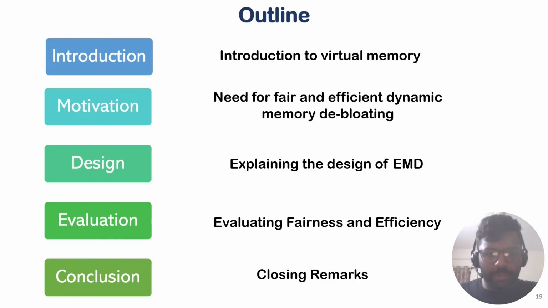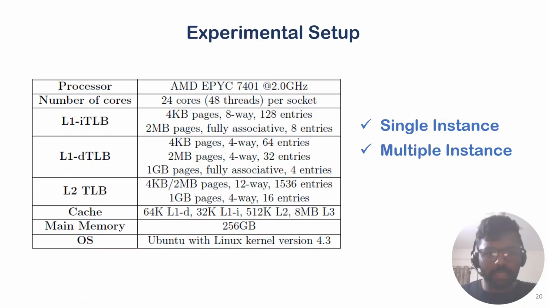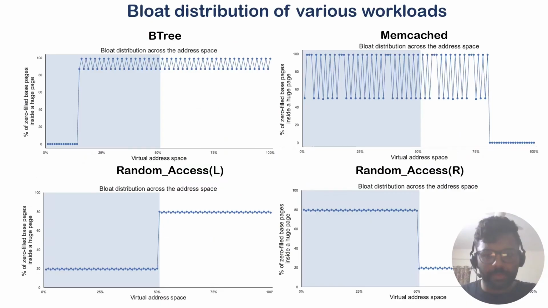Next, we'll move on to the evaluation section. Now, this table outlines the experimental setup used to evaluate our approach. We assessed performance and fairness under three scenarios: single instance workloads, multiple instances of the same workloads, and multiple instances of different workloads. Now we selected a mix of real-world workloads and custom micro benchmarks for our evaluation. Now the figures presented show the bloat distribution across the virtual address space for each of these workloads.